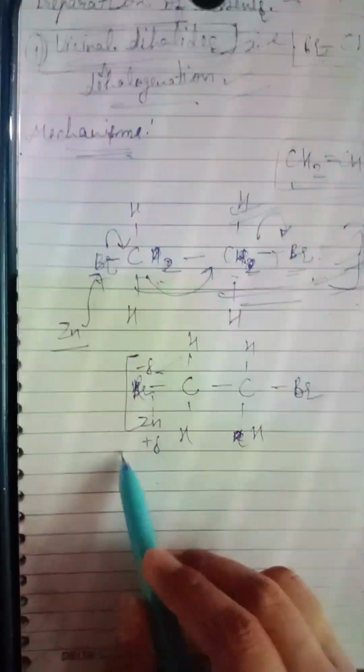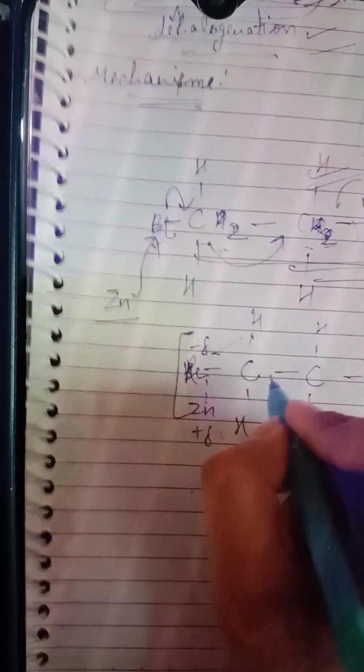Partial negative sign on bromine atom, partial positive sign on zinc atom, double bond character in between the C-C bond, and partial negative character at this bromine atom. So this is our transition state of the reaction, which leads to the formation of ethene plus ZnBr2.